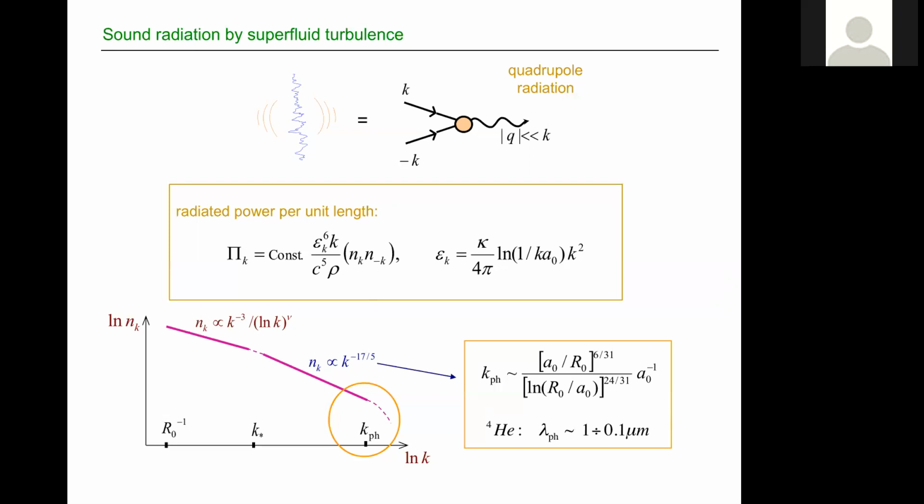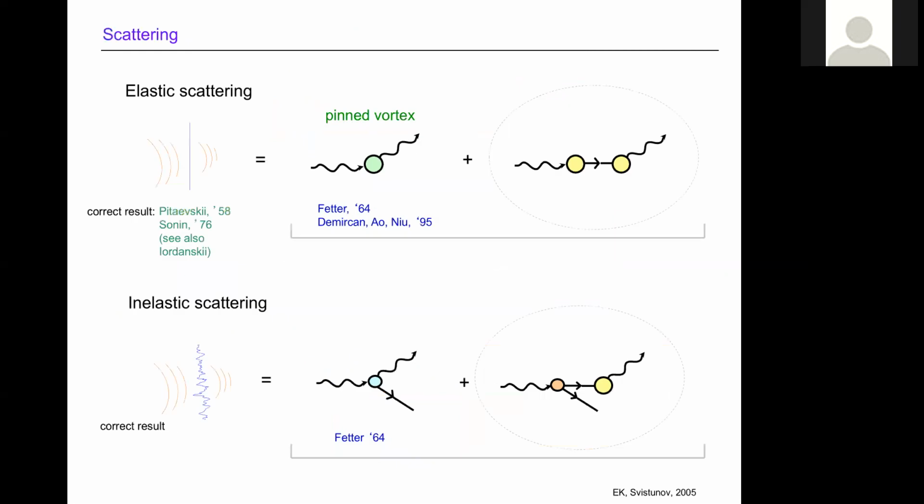And so you can estimate where the cascade is cut off, and it's cut off at around, well, for typical experimental parameters, of course, it depends on the experiment, but typically it's cut off at micrometer scales, which is still much longer than the healing lengths, so you're well in the hydrodynamic description. The description is valid.